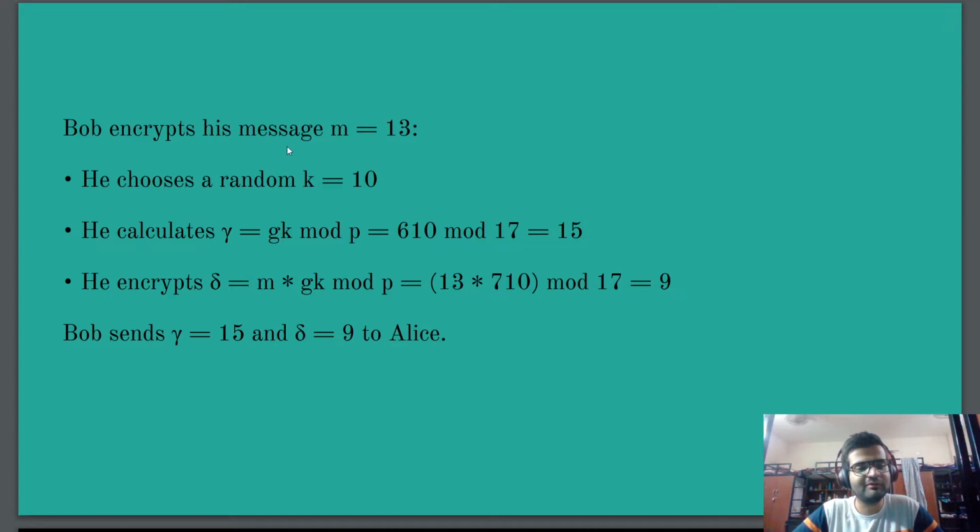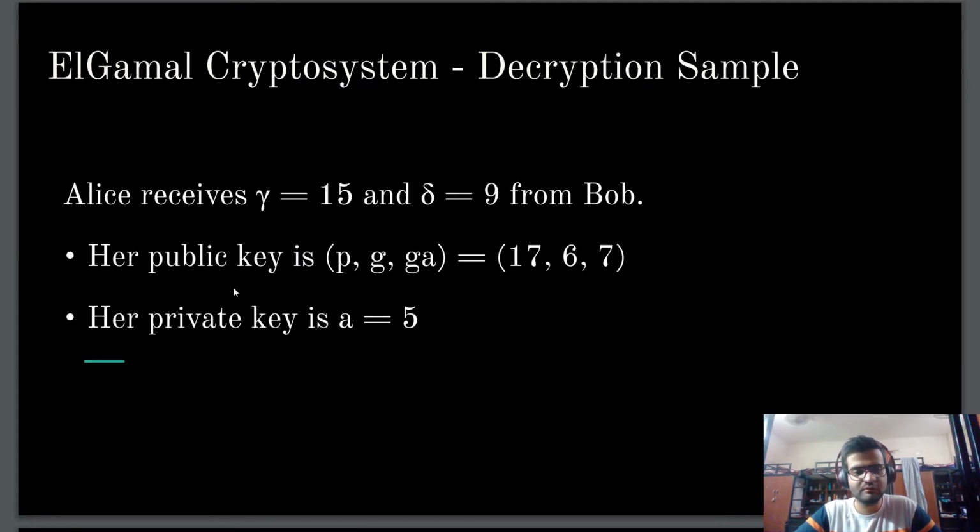Bob encrypts the message M equals 13. He chooses a random k equals 10, and calculates gamma here, which is 6^10 mod 17, which will give you 15. Then he computes delta, which will give 9. So Bob sends gamma equals 15 and delta equals 9 to Alice.